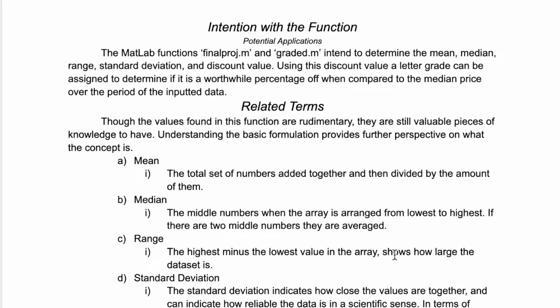There are 2 files that were created for this project in MATLAB, finalproj.m and graded.m. Finalproj.m intends to determine mean, median, range, standard deviation, and discount value as a percentage. Graded.m intends to assign a letter grade to the discount value using else-if statements. Though the values found within this function are rudimentary and easy to find with smaller amounts of data, with a larger data pool, a user quickly becomes bogged down in the sheer number of values that extends a simple process into one that is minutes to hours long.